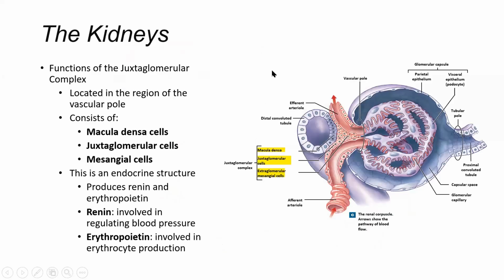And then one of the last set of more microscopic structures here that we did not introduce was the juxtaglomerular complex, sometimes called the juxtaglomerular apparatus. It's a cluster of 3 different cell types that are located at this region, which is called the vascular pole.